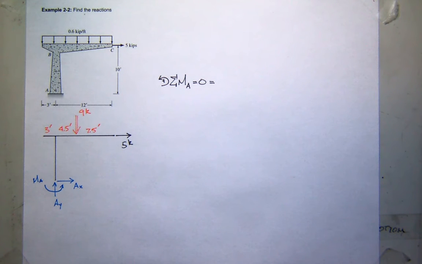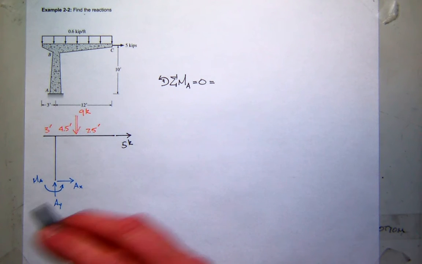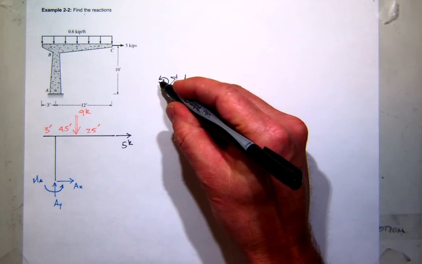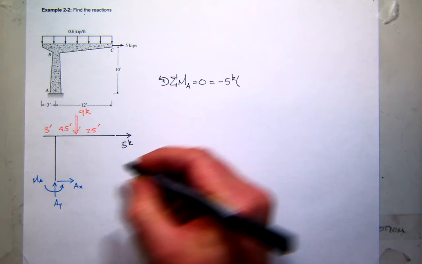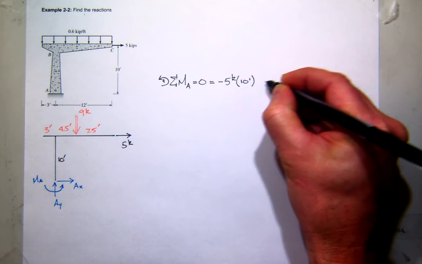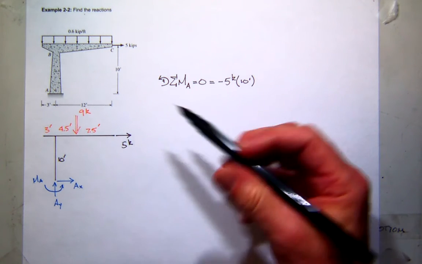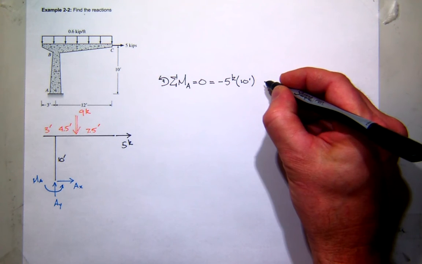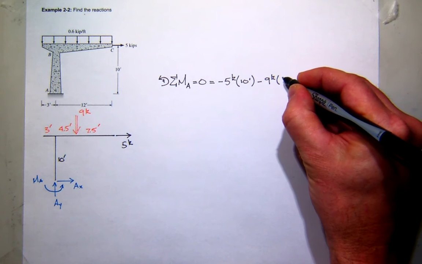I'm going to start with our 2 special students in the small table. Mr. Thusius, what's the moment about A due to the 5 kip load? Is it positive or negative with my sign convention? Negative. What's the force? 5 kips. What's the distance? 10. Excellent. So, Mr. Montgomery, what's the magnitude of the moment due to this equivalent load about A? Is that 9? Positive or negative? It's going to be negative. 9 kips. And what's its moment arm? 4.5.